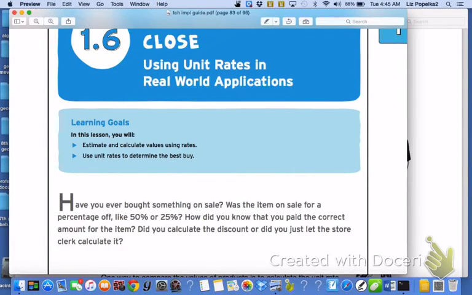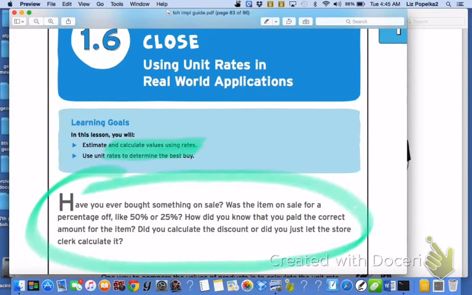Good morning. In today's lesson, we're going to be talking about unit rates, and our two learning goals are that we are going to estimate and calculate values that use unit rates, and then we're going to use unit rates to determine what is the better buy. And this is going to be a great real-life application for reasons like this.